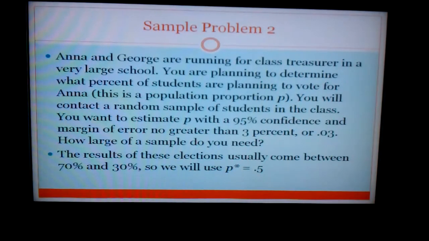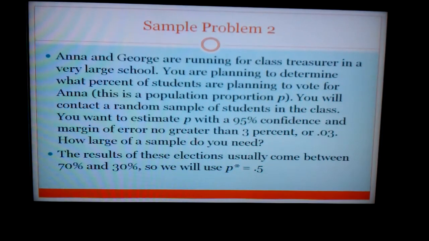Sample problem 2. Anna and George are running for class treasurer in a very large school. You are planning to determine what percent of students are planning to vote for Anna. This is a population proportion p. You will contact a random sample of students in the class. You want to estimate p with 95% confidence and margin of error no greater than 3% or 0.03. How large of a sample do you need?